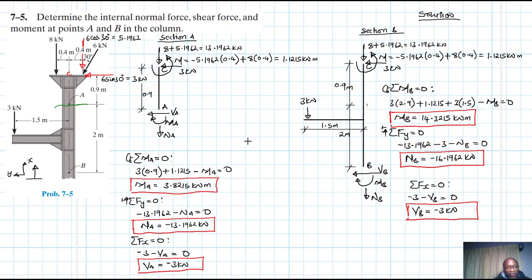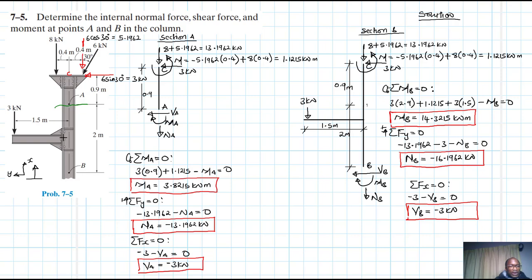This is what we did in our previous video, remember, right? We have been asked to determine the internal force, the shear force, and moments at point A and B in the column. And we did that. So we are going to use these values that we found in this previous video so that we have the forces, especially the internal forces at B, as well as this column.